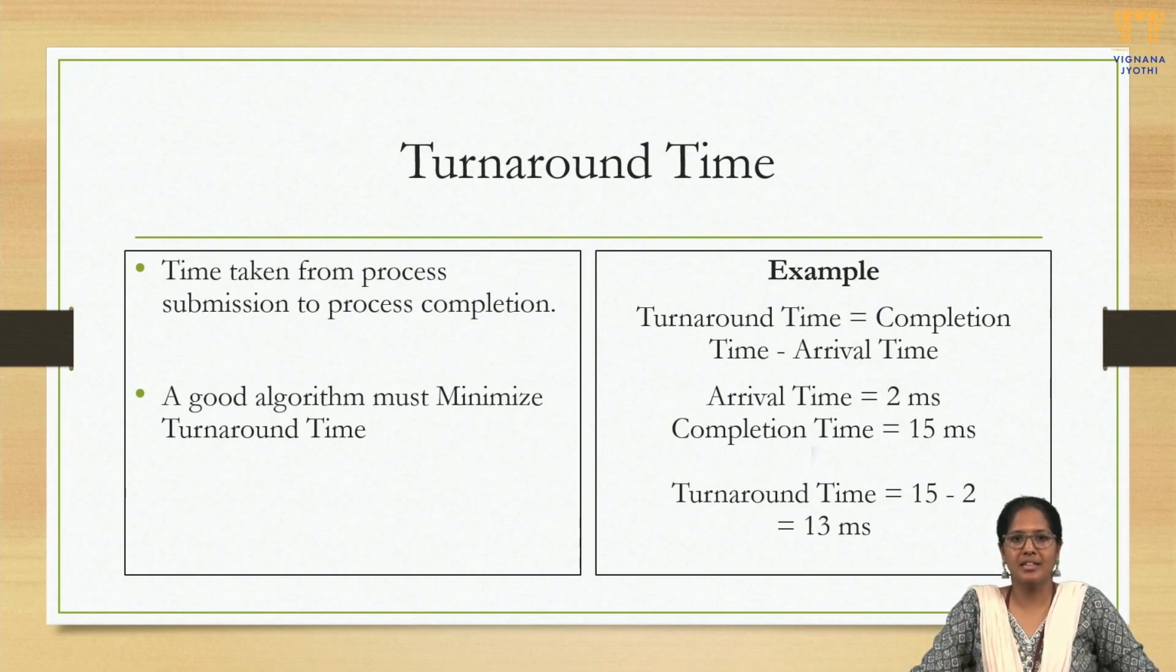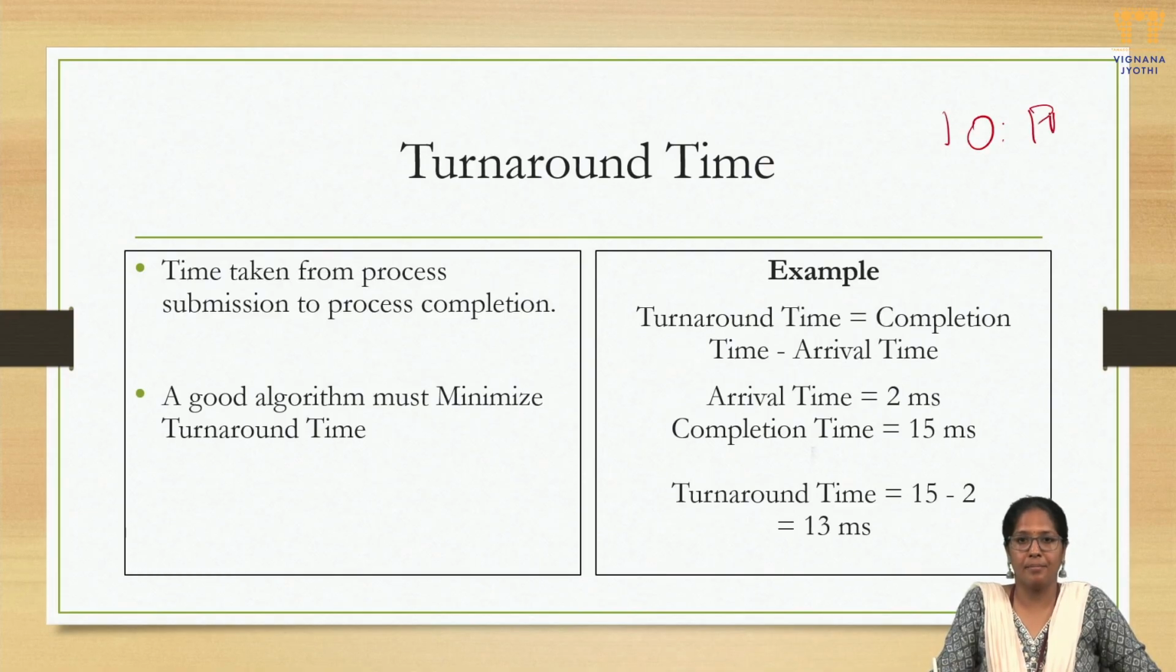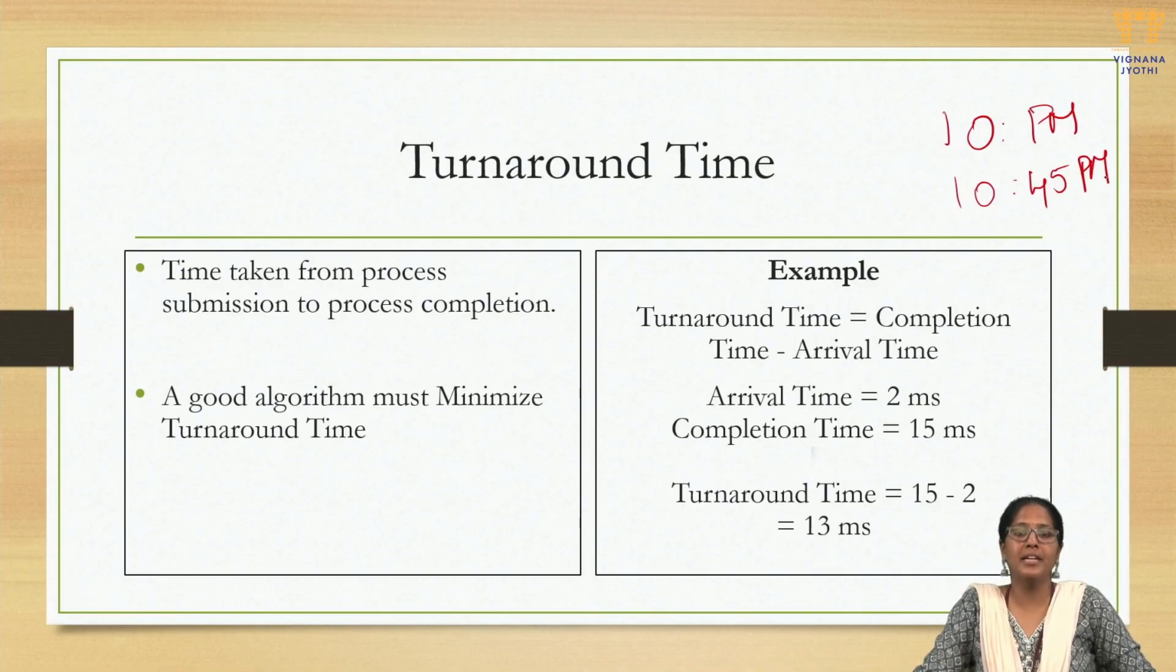Imagine you visited a restaurant at 10 p.m. and you have placed your order. After waiting for the food, eating your meal and completing the payment, you leave the restaurant at 10:45 p.m. The total time you spent in the restaurant, that is from 10 to 10:45, is around 45 minutes. This is similar to the turnaround time of a process.